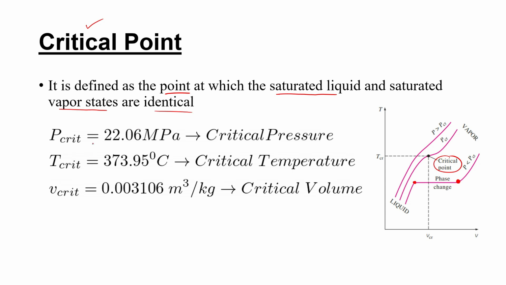So for water, the critical point is at a pressure of 22.06 megapascal and temperature 373.95 degrees Celsius, and the critical specific volume is 0.003106 meter cube per kilogram. So at the critical point you have a pressure of 22.06 megapascal, critical temperature of 373.95 degrees Celsius, and critical specific volume of 0.003106 meter cube per kilogram.